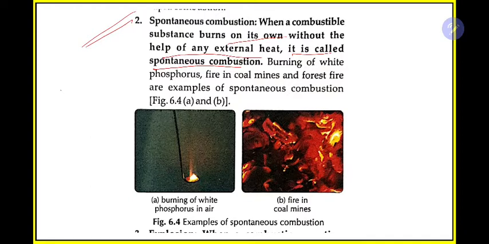For example, burning of white phosphorus, then fire in coal mines, then forest fire, are examples of spontaneous combustion. Okay, so phosphorus is a chemical compound. If you bring it into open air, it will automatically start reacting with air, oxygen and other gases, and it will start burning. Moving to the next, in coal mines, sometimes the coal catches fire. Okay, so this is also a natural phenomenon. Or the next example is forest fire.